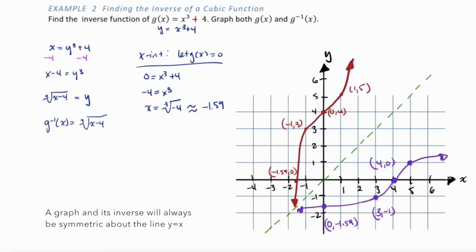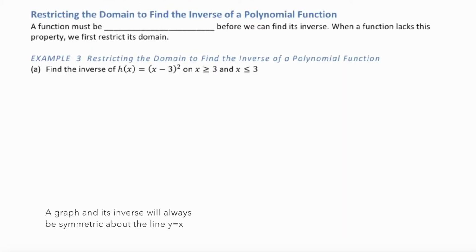With that, turn to the top of the next page of section 3.8. Restricting the domain to find the inverse of a polynomial function. A function must be 1-to-1 before we can find its inverse. When a function lacks this property, we first restrict its domain. So this question asks us to find the inverse of h of x equals (x minus 3) squared on 2 different intervals, so 2 different domains. And let's see what happens on each.